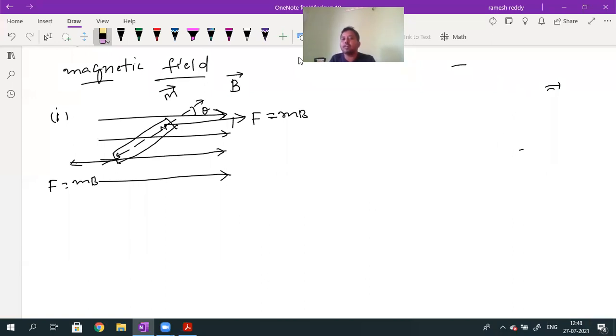What is the net force acting on a bar magnet placed in external uniform magnetic field? The net force will be equal to 0. Why is the net force 0? Two forces are equal in magnitude and opposite in direction. Whenever a bar magnet is placed in external uniform magnetic field, it will not experience net force. Because the net force value is 0, it could not execute any translation motion. For the body to execute the translation motion, force is compulsory. When net force is 0, it will not execute any translation motion.